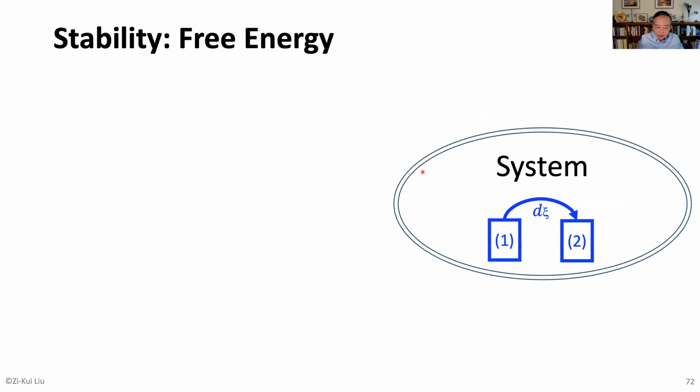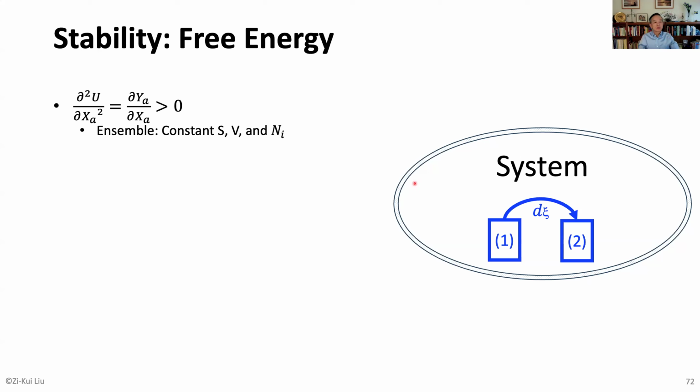Okay, so we discussed all the stability in terms of the internal energy, which has S, V, Ni as its natural variables. Now, remember we talked about free energies. So this is what we had for the internal energy. We find that the conjugate variables will go in the same direction. The derivative is positive, where the ensemble is constant S, V, and Ni.